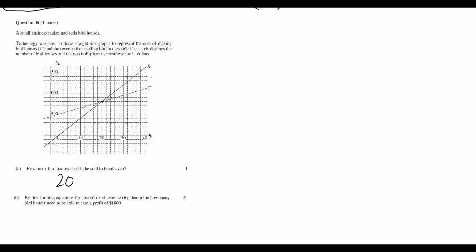We want to create two linear equations. We know that the general form of a linear equation is y equals mx plus b, where b is our y-intercept and m is our gradient. Let's do this for R, the revenue, first of all. Revenue is equal to, well, the y-intercept we know is 0, so that makes our life a little bit easier there.